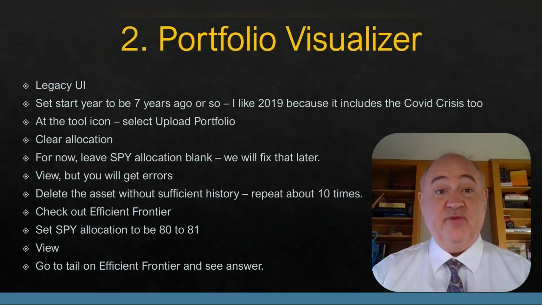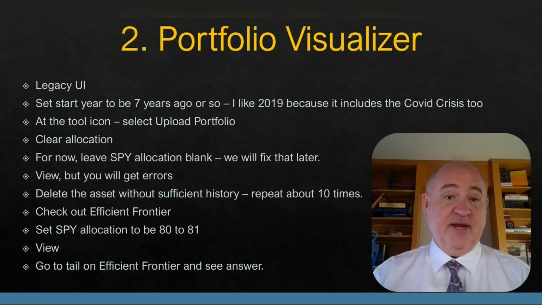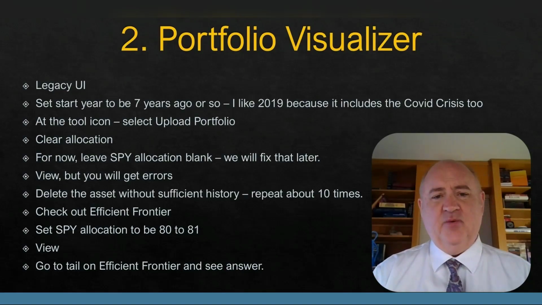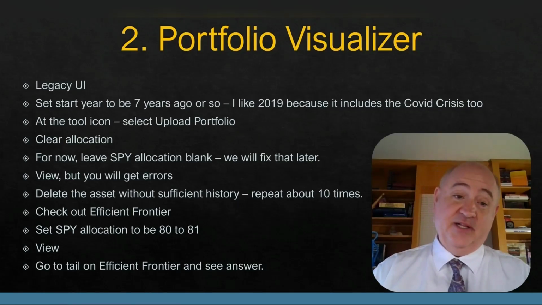Next, we're going to go into the portfolio visualizer. We're going to log into the paid account so I can load 150 ticker symbols. We'll go into the legacy UI. I like that old GUI because it has the symbols and not the names. We're going to load 7 years of data. We're going to set the algorithm to go back 7 years. We're going to upload the portfolio. We'll actually clear the allocation, and then we're going to run that.